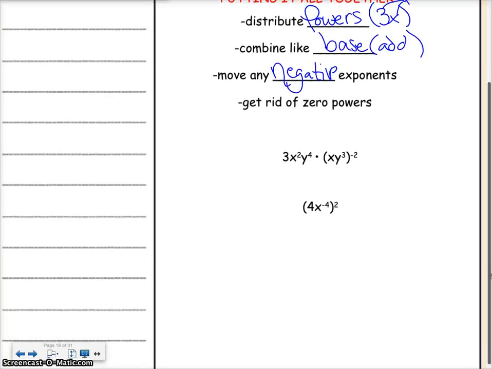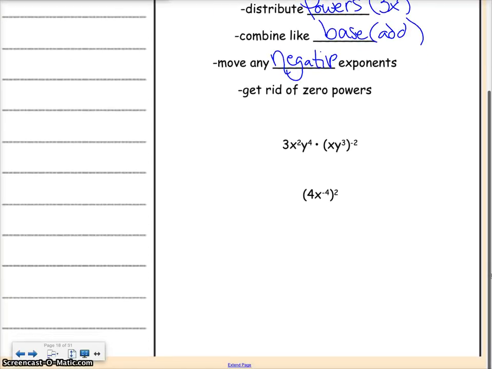So 3x squared y to the 4 times parenthesis xy cubed to the negative 2. Well, I'm going to have to make my shy little one come out. Because I have to remember that negative 2 is getting distributed to everything. That means whatever is inside parentheses is getting this negative 2. Okay? So this is 3x squared y to the 4 times x to the 1 times negative 2, y to the 3 times negative 2.